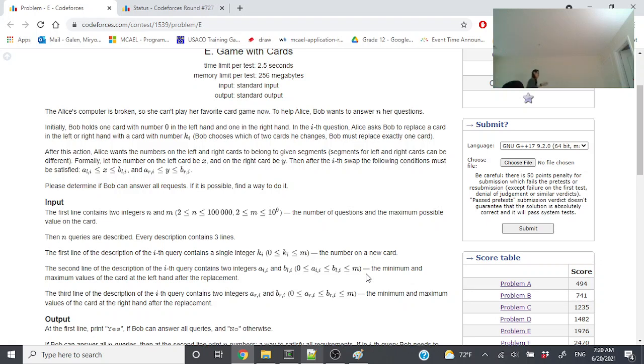I don't really want to implement segment tree descent though. I don't want to implement segment tree descent. So I can just do the query.